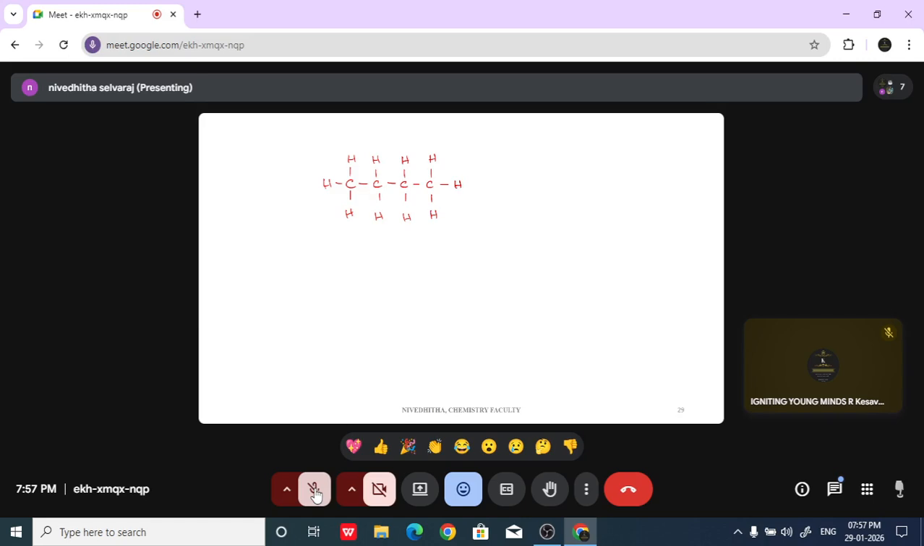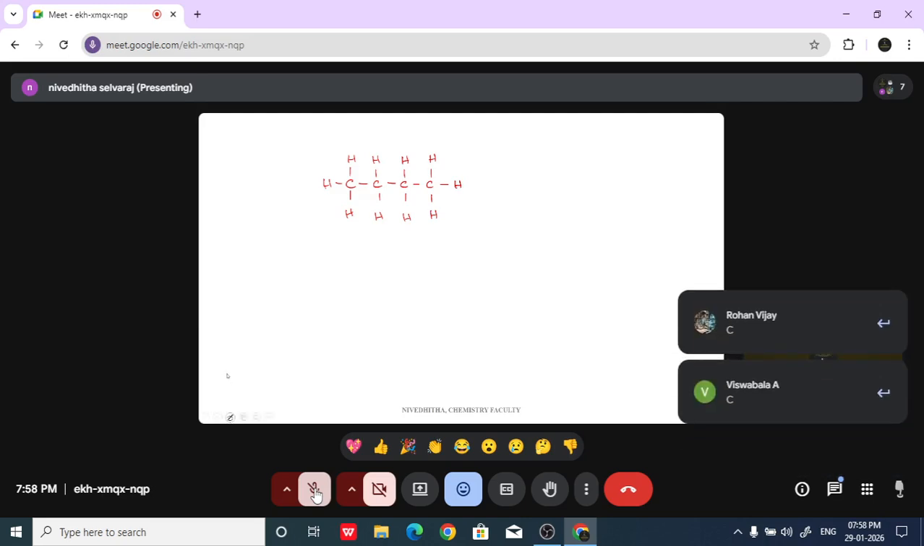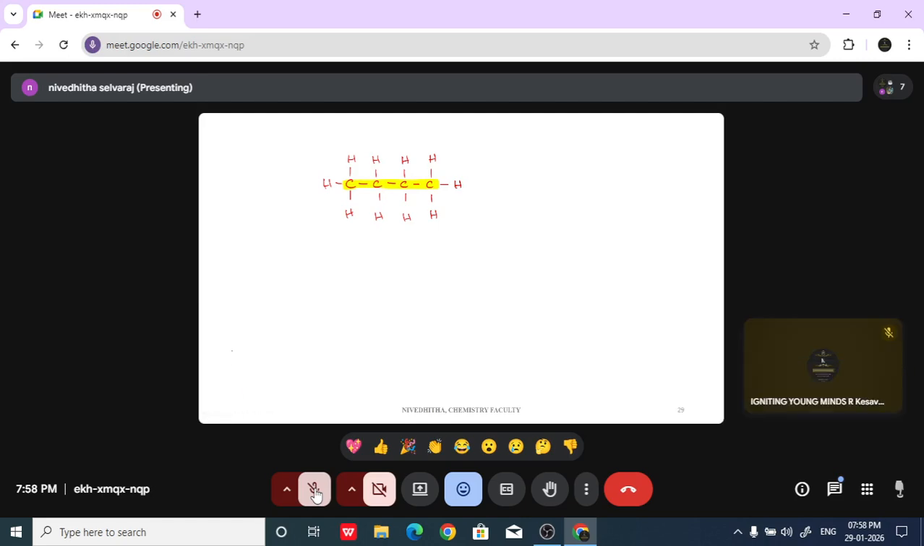So in this compound, how many types of atoms do we have? We have carbon and hydrogen. And which atoms are the backbone of this molecule? Carbon. So in a molecule, if carbon atoms are the backbone, then that molecule is called an organic molecule, or that compound is called an organic compound. In this compound, the carbon atom was the backbone, so this is an organic compound.